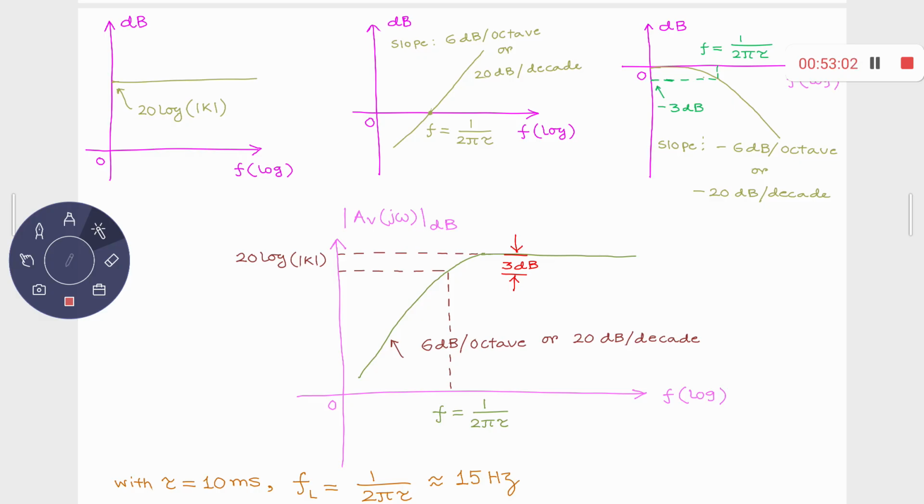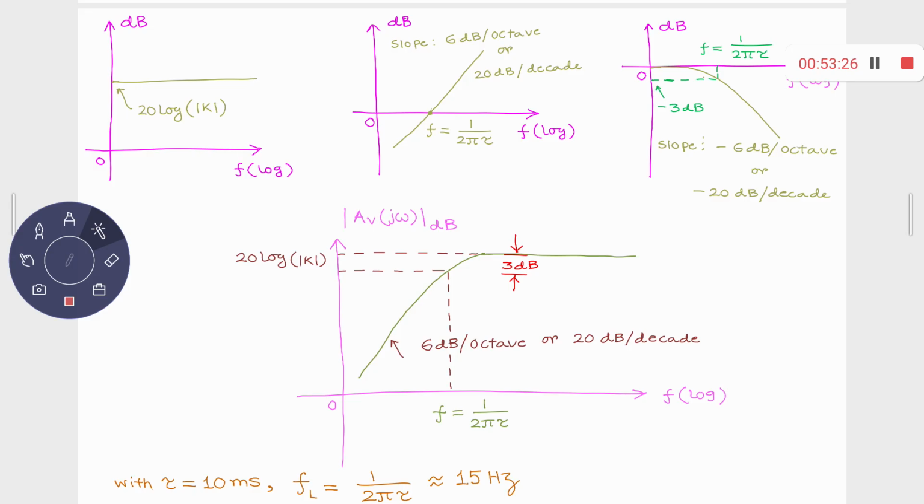And this is the frequency where there is a 3 dB drop from the maximum gain. The maximum gain is 20 log mod k, and over here there is a 3 dB drop. Last time you have seen that there is a higher cutoff frequency, and this frequency is known as the lower cutoff frequency. We call it f of L.